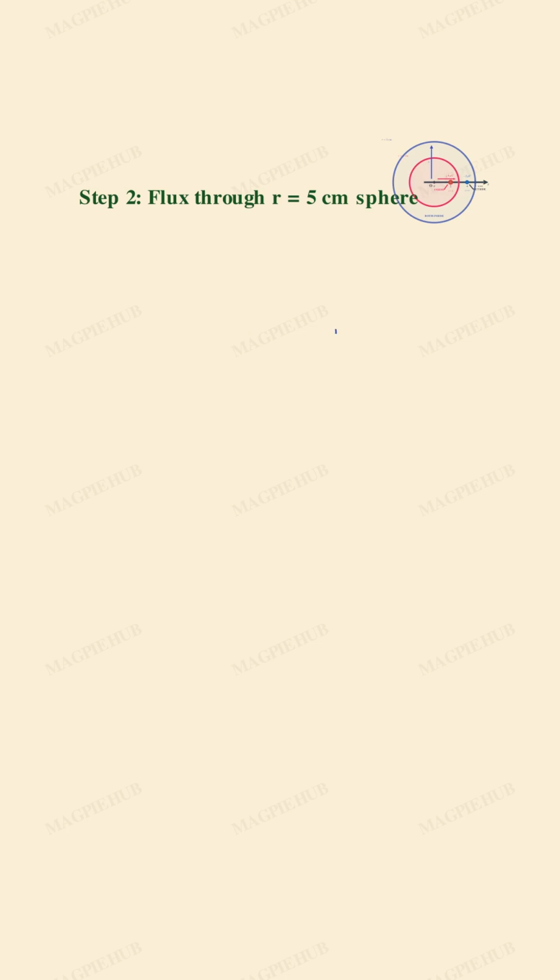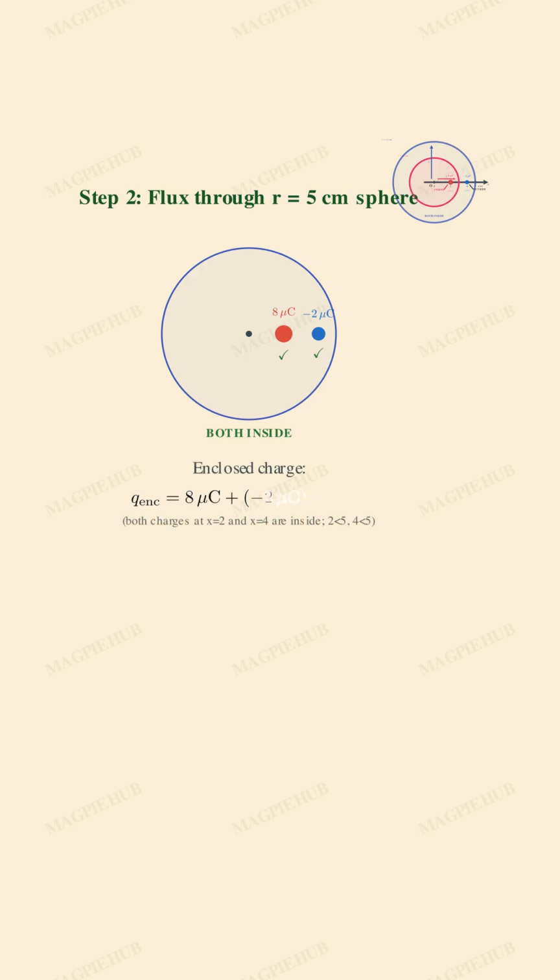Step 2. Now the sphere of radius 5 centimeters. The 8 microcoulomb charge at x equals 2 is inside since 2 is less than 5. The minus 2 microcoulomb charge at x equals 4 is also inside since 4 is less than 5. So the total enclosed charge is 8 plus minus 2, which equals 6 microcoulomb. The flux Phi2 equals 6 microcoulomb divided by epsilon naught.